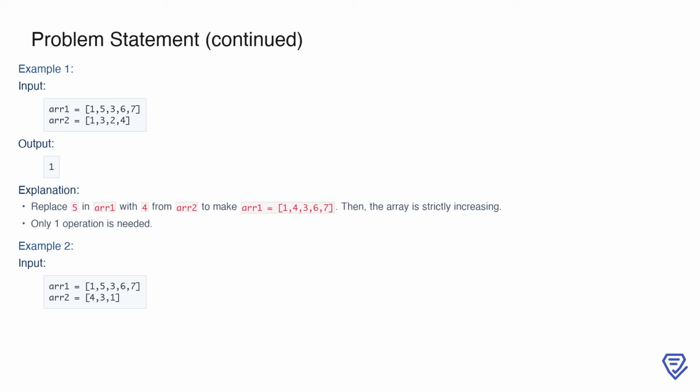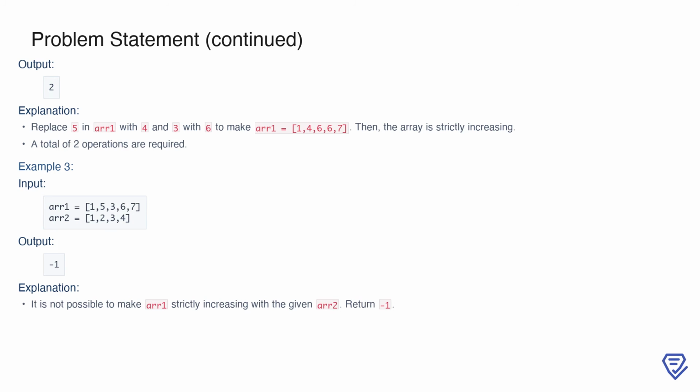Consider arr1 equals 1, 5, 3, 6, 7, and arr2 equals 1, 3, 2, 4. The output is 1. To make arr1 strictly increasing, we can replace the element 5 in arr1 with 4 from arr2. This results in arr1 equals 1, 4, 3, 6, 7, which is now strictly increasing. Notice that only one operation is required to achieve this result.